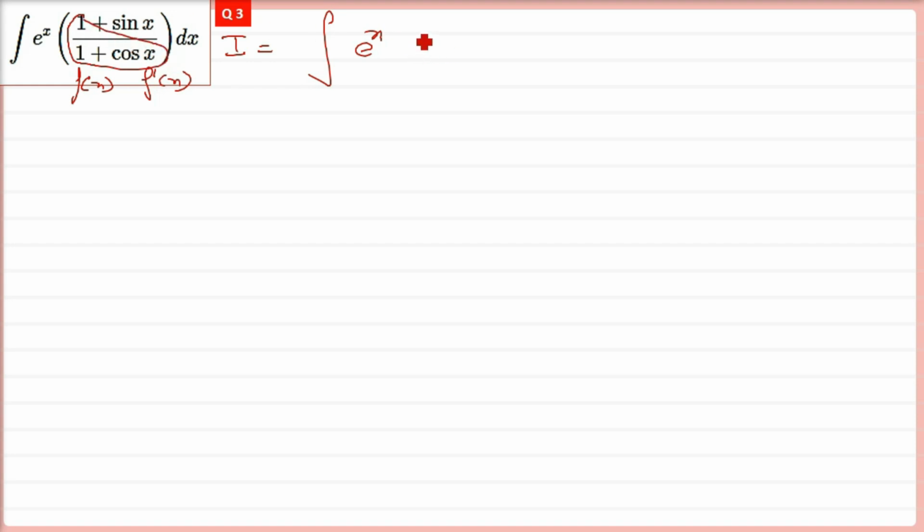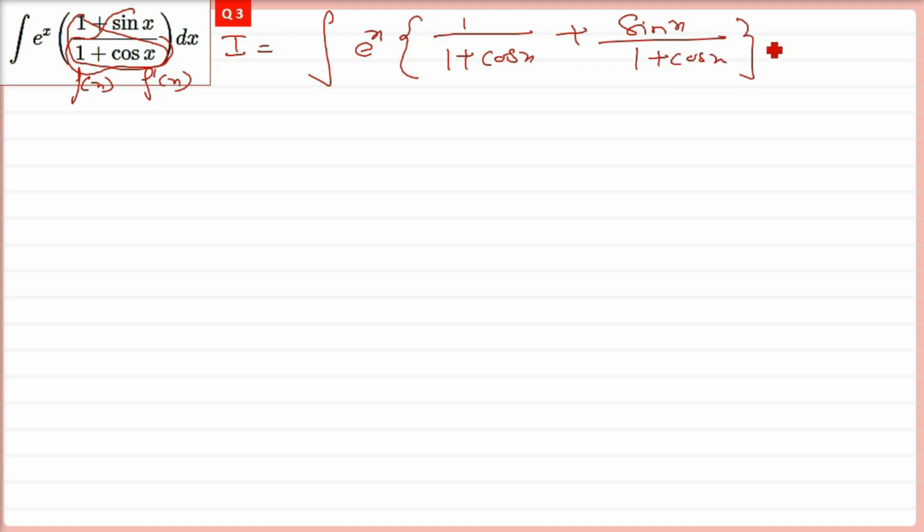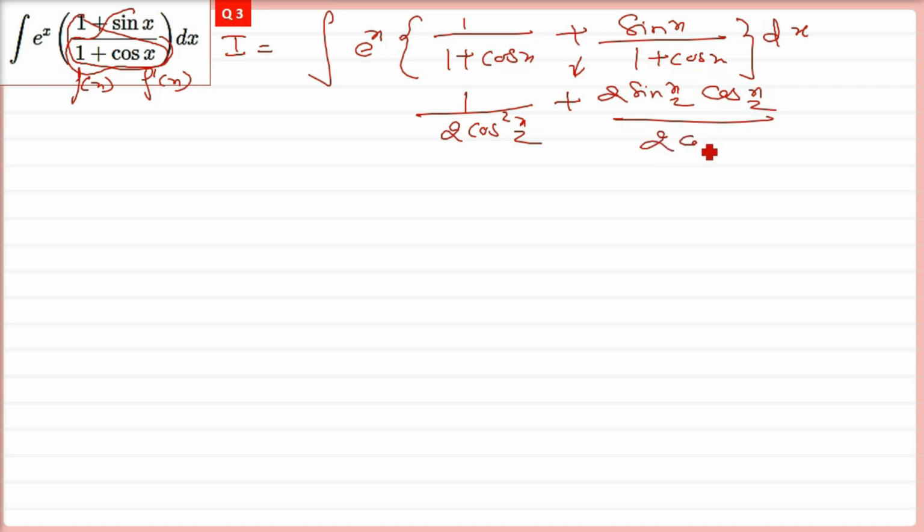You'll just see. I'm separating these two out, 1 by 1 plus cos x and then plus sin x divided by 1 plus cos x. So 1 by 1 plus cos x plus sin x divided by 1 plus cos x. I've just separated them. Nothing else I have done. Now 1 by 1 plus cos x. E raised x will remain like that. I'm just simplifying it. 1 by 1 plus cos x. 1 plus cos x is 2 cos square x by 2. You already know that. Sin x is 2 sin x by 2 cos x by 2. So 2 sin x by 2 cos x by 2, and 1 plus cos x again 2 cos square x by 2.